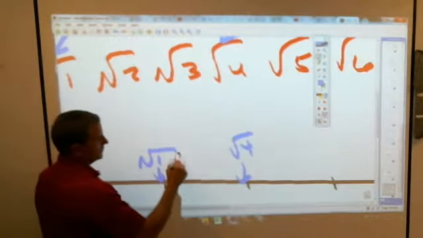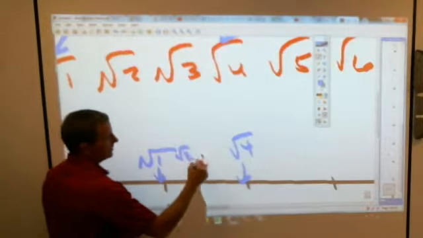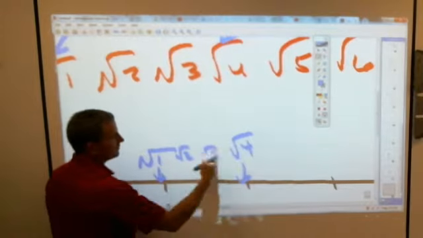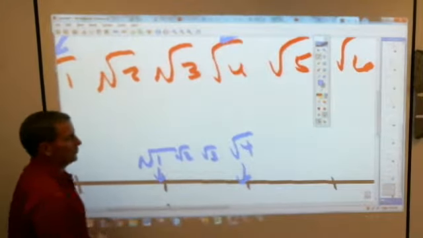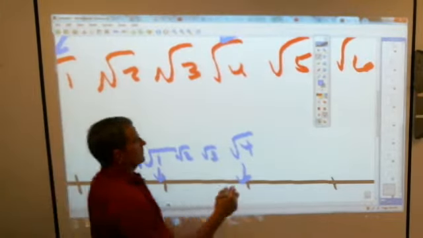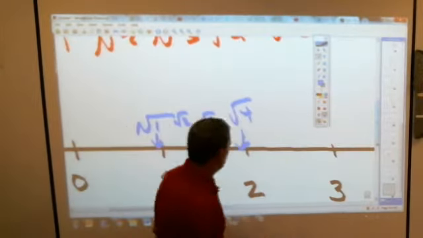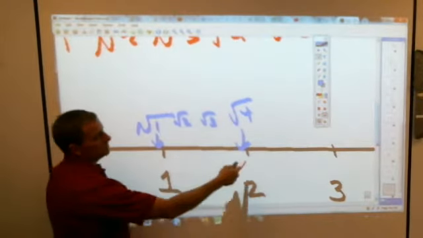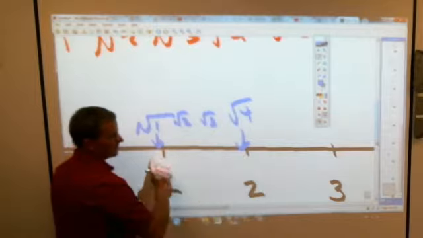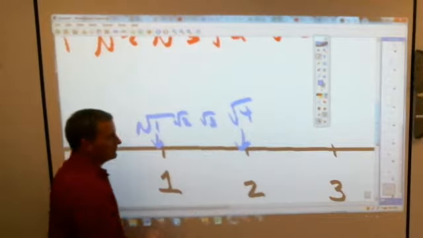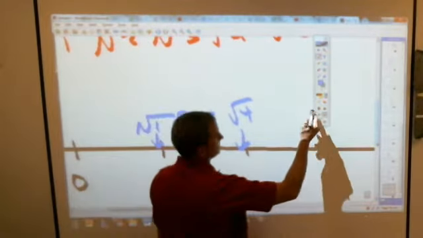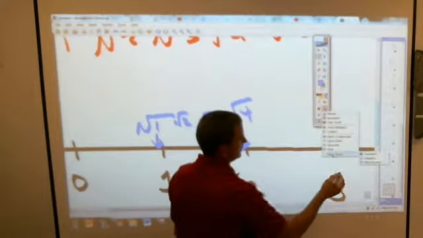The square root of 2 and the square root of 3 both have to fall between the square root of 1 and the square root of 4. So that means the square root of 2 and the square root of 3 have to be between 1 and 2 as numbers.